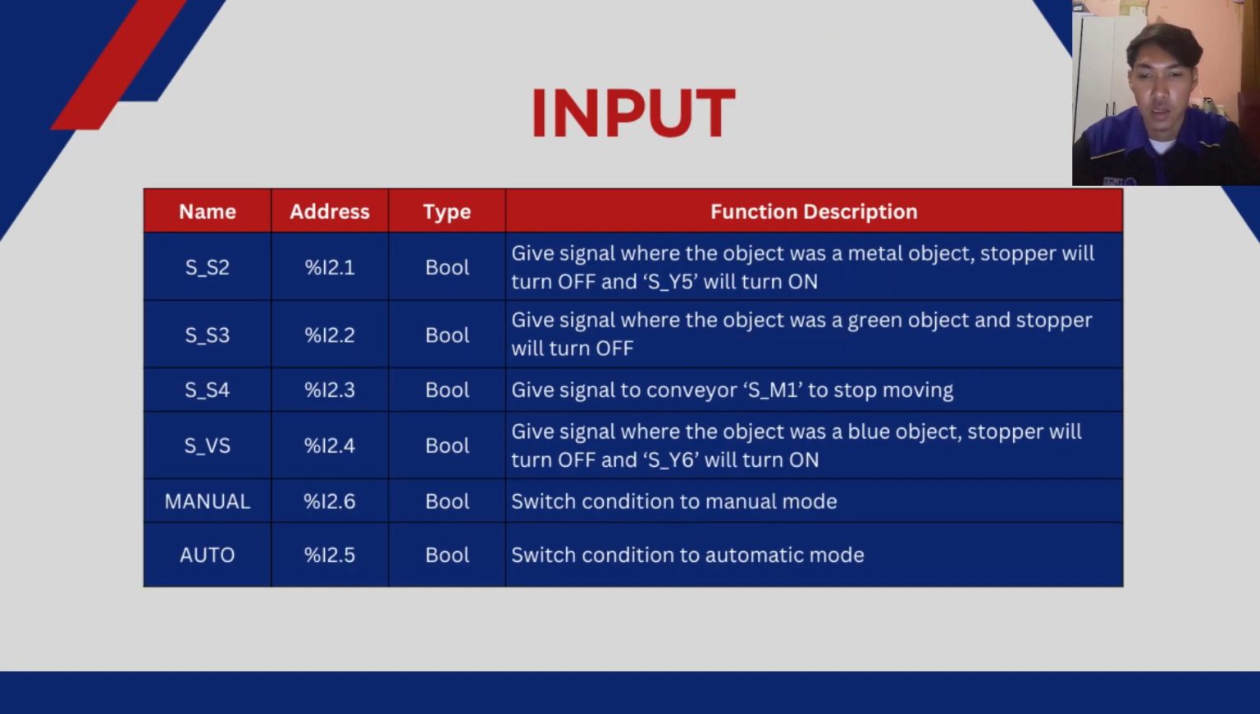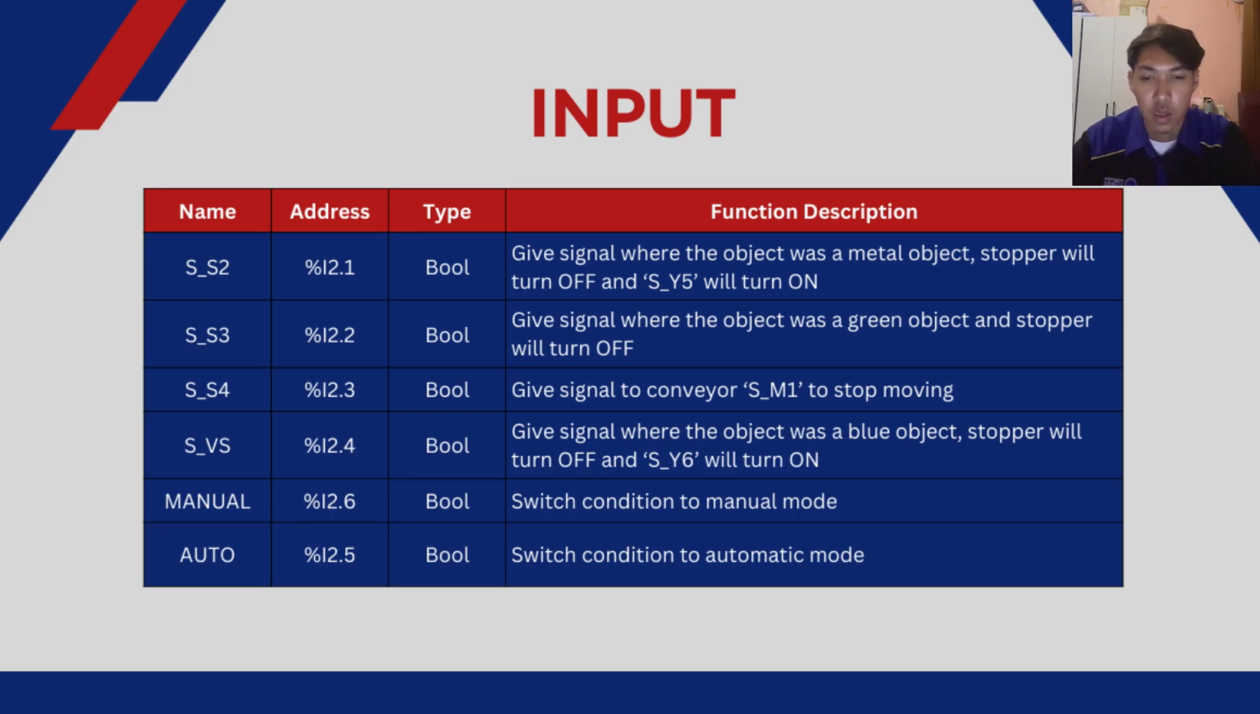And the next is sorting sensor S2. The address is I2.1, a function that gives a signal where the object is a metal object, the stopper will turn off and Y5 will turn on. And S3, we are using I2.2, a function that gives a signal where the object is a green object and the stopper will turn off. S4, we are using I2.3, a function that gives a signal to conveyor M1 to stop moving. For the sorting vision sensor, we are using I2.4, a function that gives a signal where the object is a blue object, the stopper will turn off and Y6 will turn on.